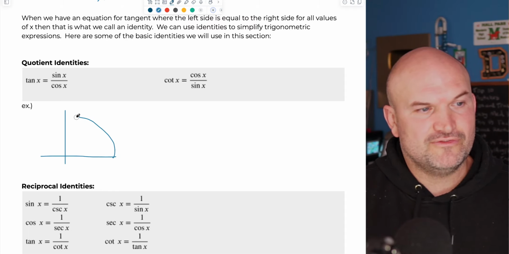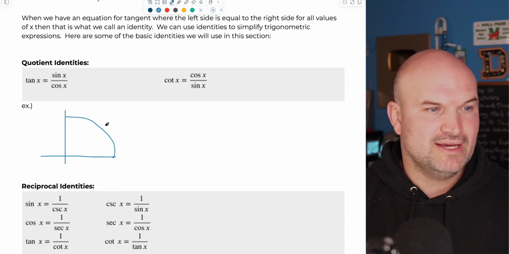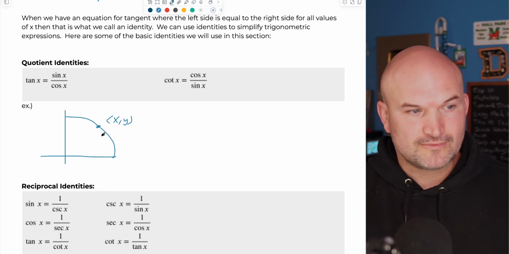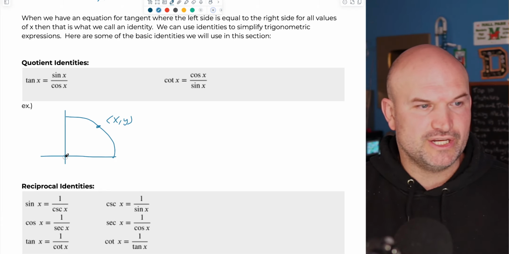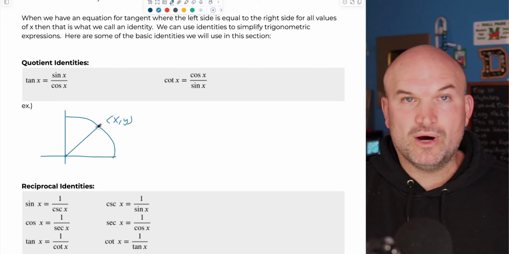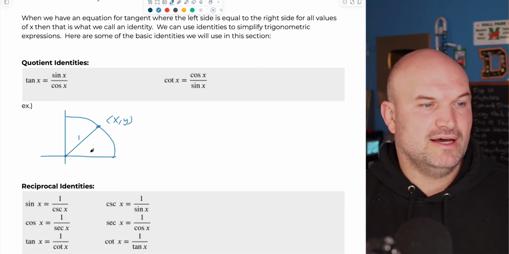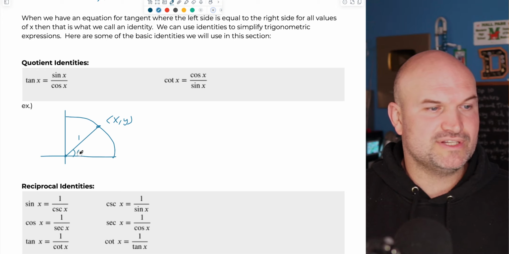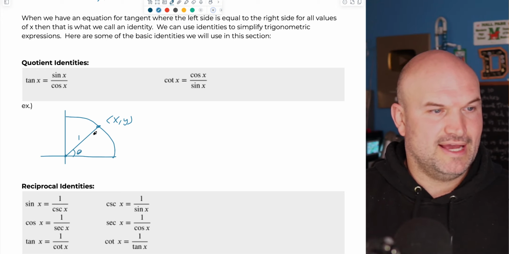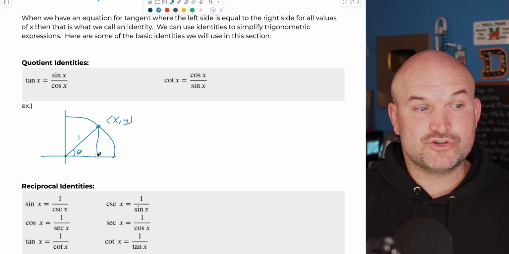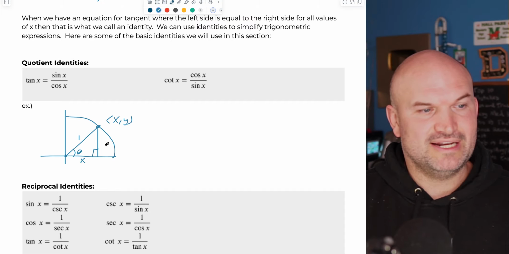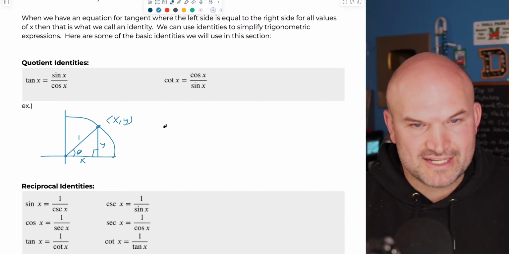If we think about the first quadrant on the unit circle, and say I have a point x comma y, we know the distance from the origin to that point is going to be 1, because the unit circle has a radius of 1. This is going to be our theta. We can also create a right triangle from this, that's how we created the unit circle. So this side would be represented as x, and this one as y.